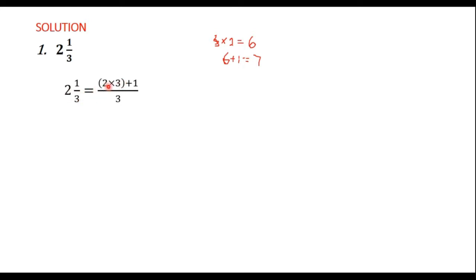Now when you multiply 2 by 3, you add your result to the numerator, which is plus 1. Then you divide the whole thing by the denominator. We know that 2 times 3 will give us 6, plus 1, over 3. So 2 whole number 1 over 3 is the same as 7 over 3. So you see, we have converted this mixed number, or mixed fraction, to an improper fraction.